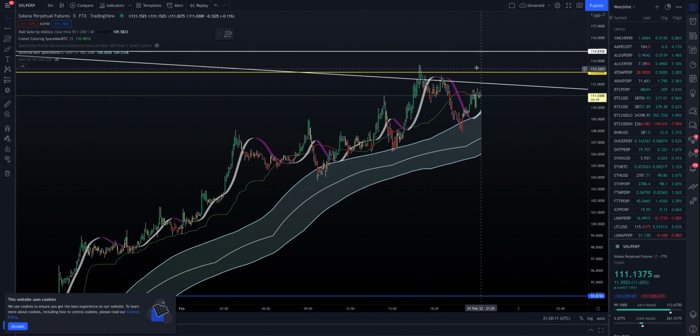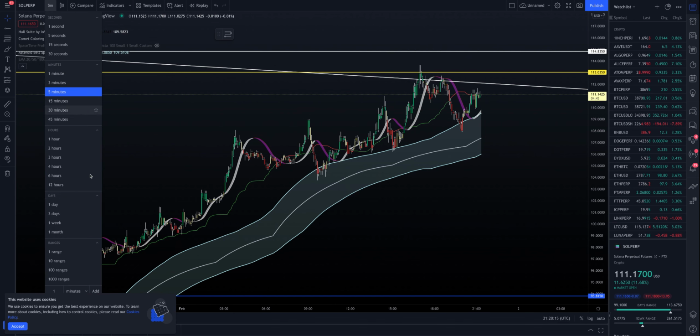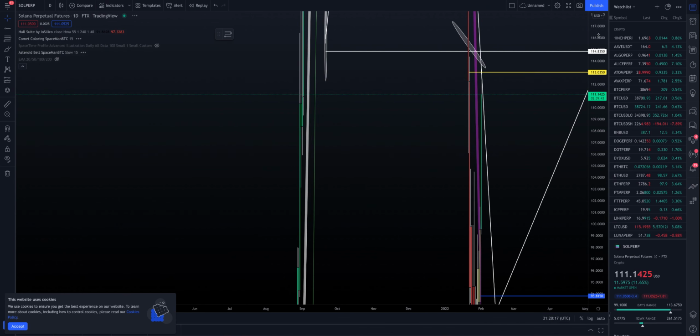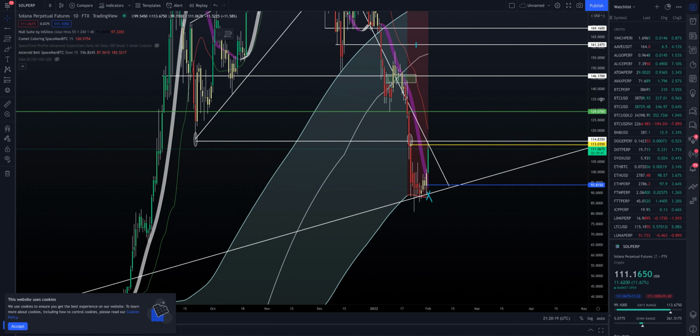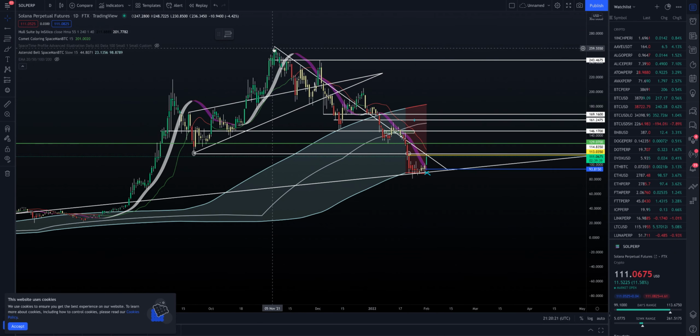So this is high time frame resistance at this 114. It's also this downtrend that I have from the all-time high. And there you go. So, okay, now I've gone over the basics of Asteroids Belt on a 5 minute time frame. And now I want to go into high time frame.